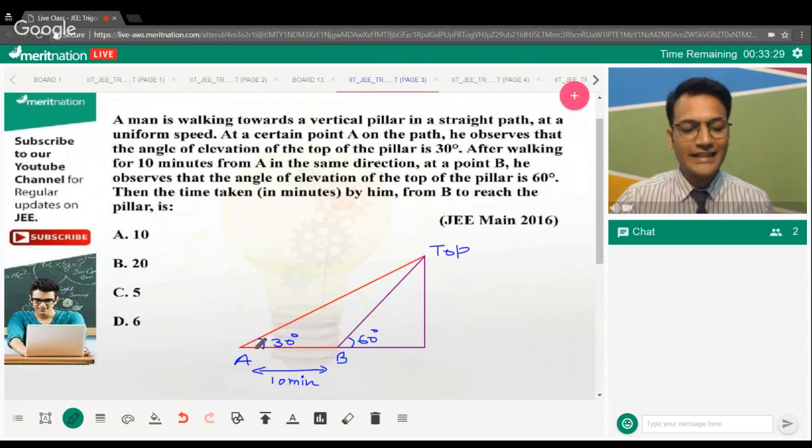So if he took 10 minutes to reach from A to B, how much time will he now take to reach from B to C? Half of it, because this distance is halved. Yes or no? This distance is halved. Therefore, you can say this will be 5 minutes. Distance half, time will be half. The answer to the question is 5. Once you construct the diagram, you have the answer with you.